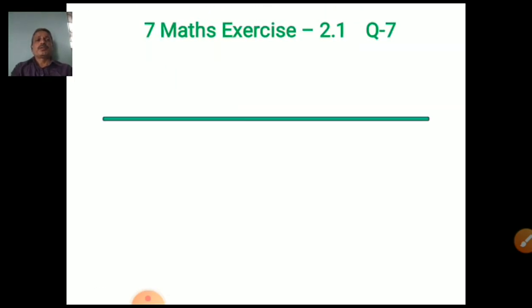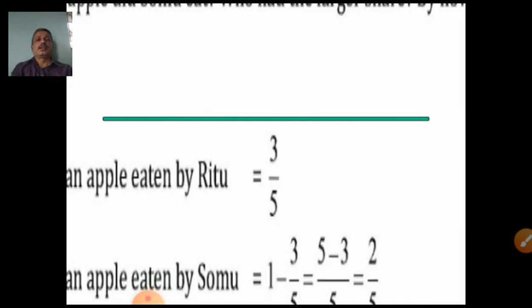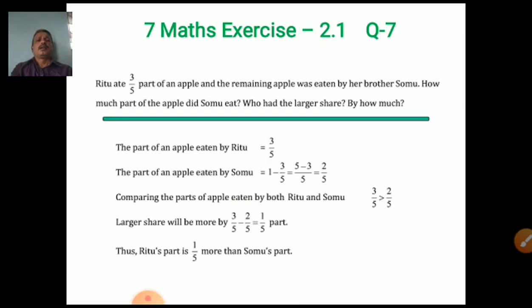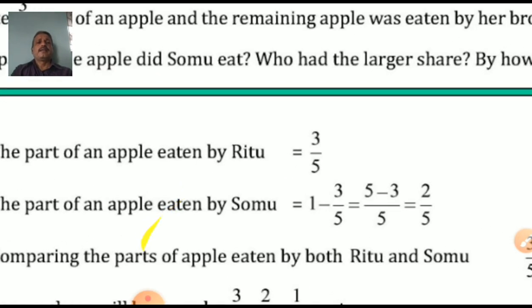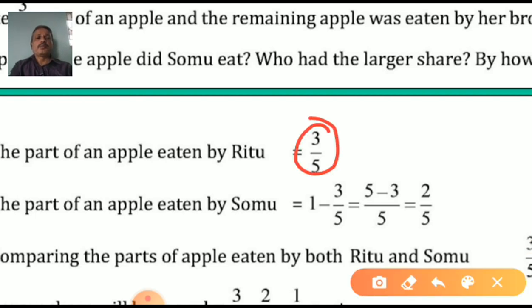One more question, number 7. Rita ate this much part of the apple, and Sonu ate this much part of the apple. Who ate more? How much? We can find easily. Ritu ate 3 upon 5, and then Sonu ate 1 minus 3 upon 5. So the answer will be 2 upon 5. So Ritu ate 3 upon 5 and Sonu ate 2 upon 5.